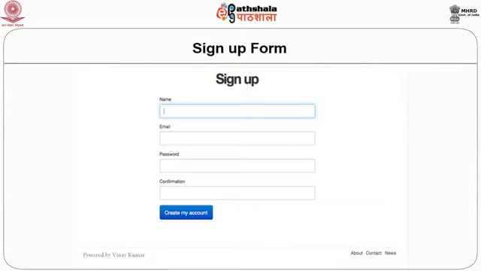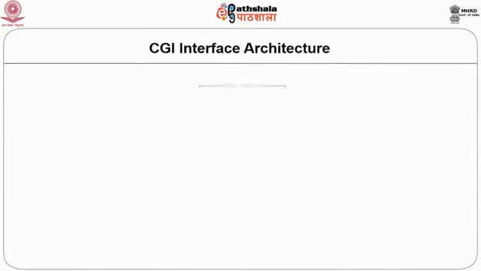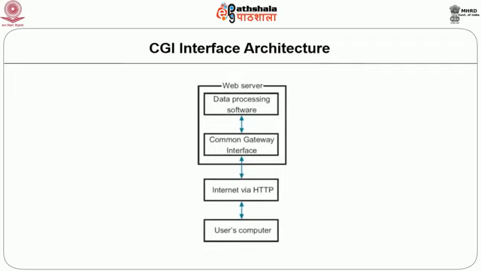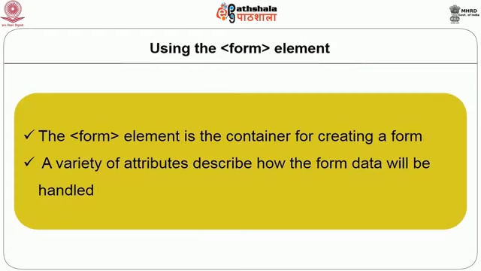If you look at the Common Gateway Interface, or CGI, architecture, in the web server there is data processing software and the Common Gateway Interface, and these two communicate with each other within the web server. Then CGI communicates through the HTTP protocol, which is used on the internet, and via the HTTP protocol the internet communicates with the user's computer. So the input provided by the user is received by the web server through CGI.